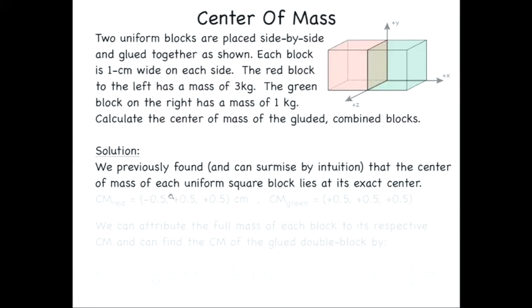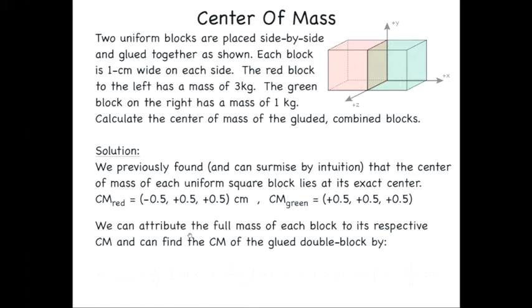So for the solution, we previously found that the center of mass of each uniform square block lies at the exact center. So the center of mass of the red block is going to be at minus 0.5 for the x, and plus 0.5 for y and z. The green block will be at plus 0.5 for each.